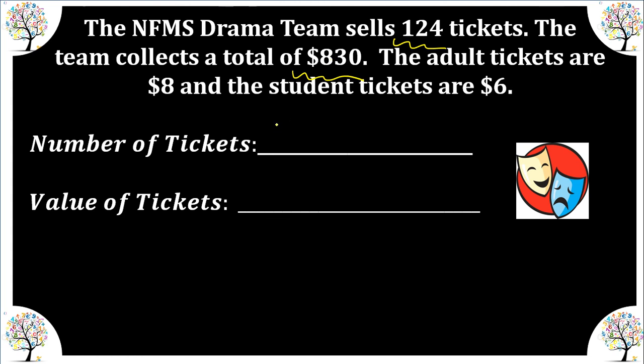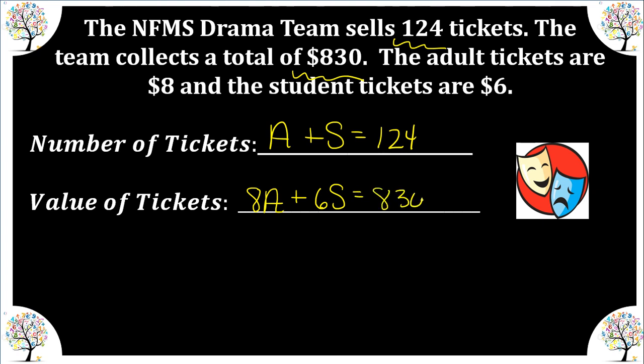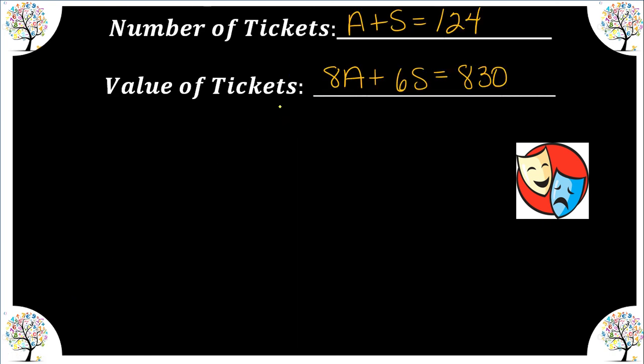So we have adult tickets plus the student tickets was 124 in all. The adult tickets are 8. So we're going to say the value of an adult ticket is $8. The value of a student ticket is 6. And we collected 380. So what we're trying to find out is how many adult tickets and how many student tickets were sold. So we are going to use elimination.